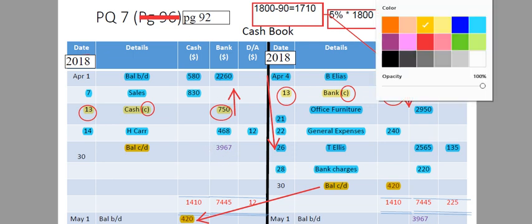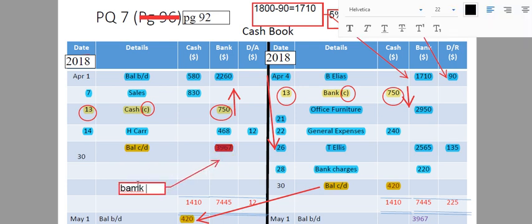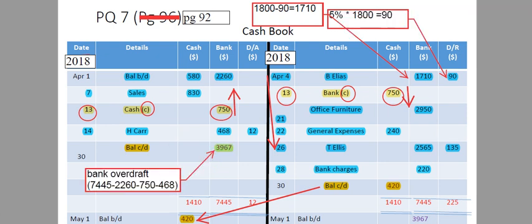3967. We'll highlight it in a different color, and we'll make a notation that this is your bank overdraft, and we'll show you the calculation once. So this is your bank overdraft, and how we calculated that, let's show the working down there. Same box, we'll show the working also. It is actually 7445 minus all these numbers, minus the 2260, minus the 750 and minus the 468.